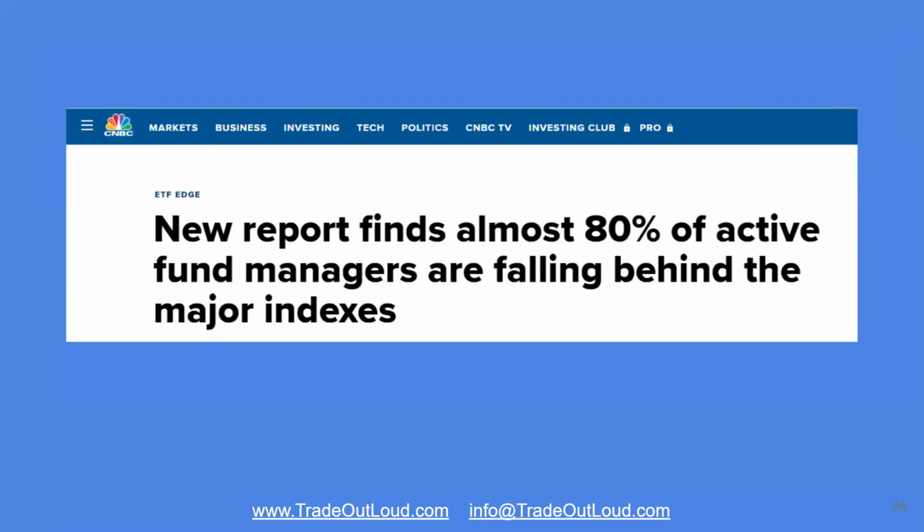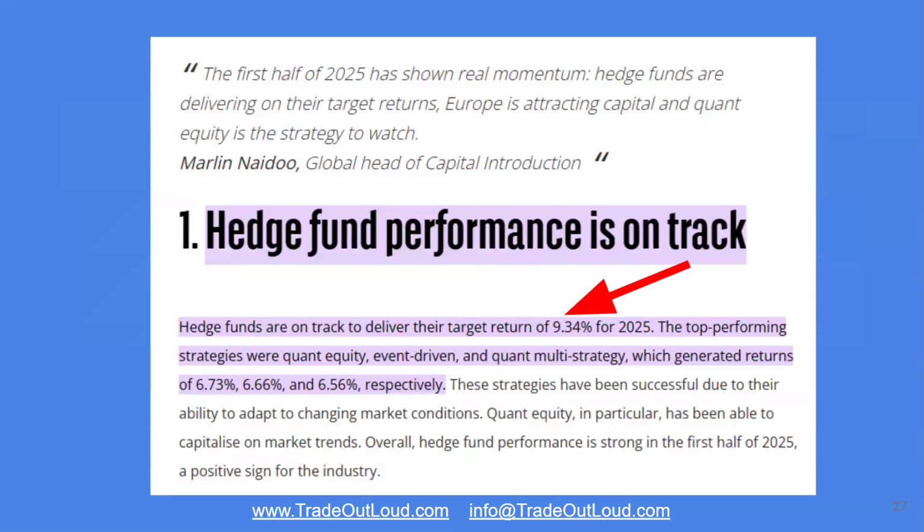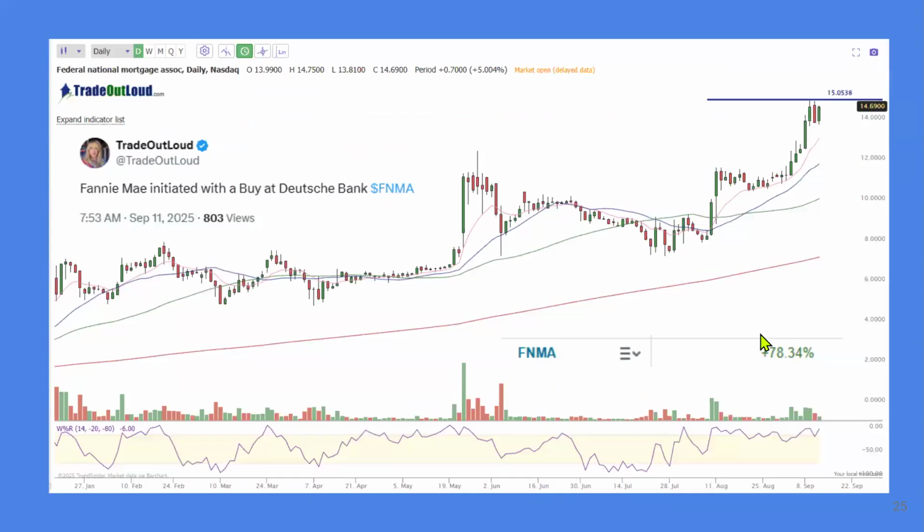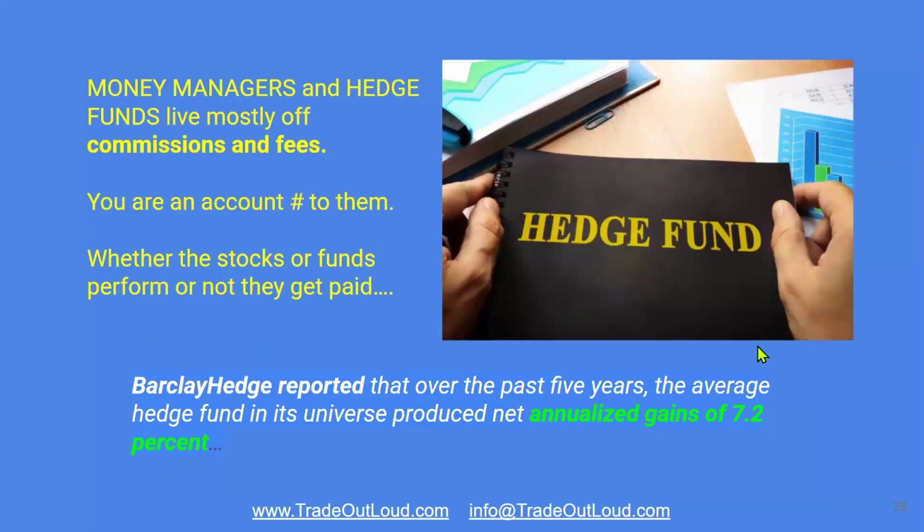Now, a new report finds almost 80% of active fund managers are falling behind the major indices. That's not good, right? So here it is. Hedge funds are on track to deliver their target returns, so they're happy. Hedge funds are on track to deliver their target returns of 9.3% for 2025. Are you kidding me? Are you guys looking at this right here? And this is on only one stock. You can manage your own money, but again, do your due diligence.